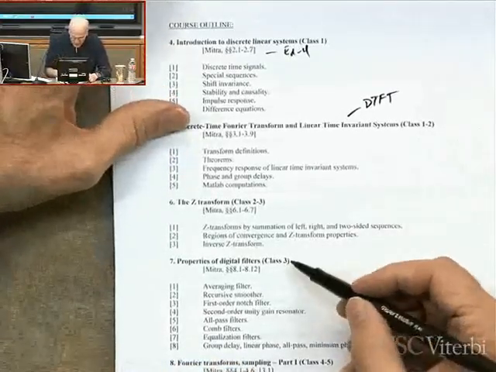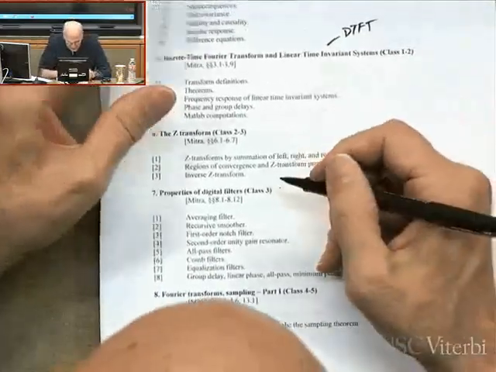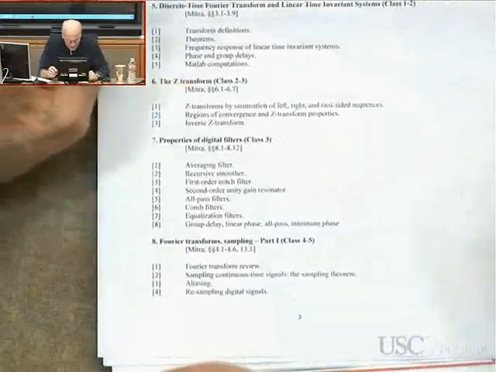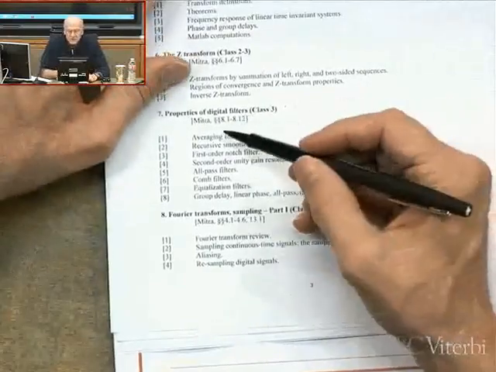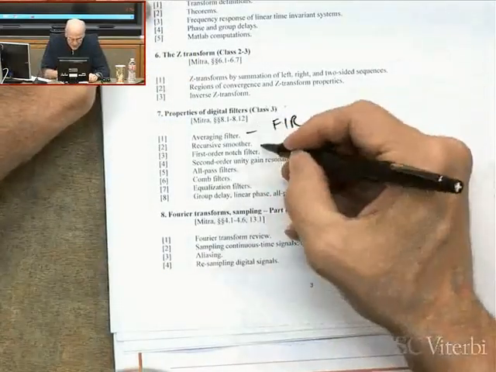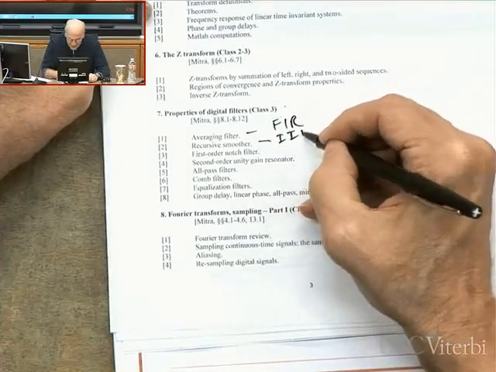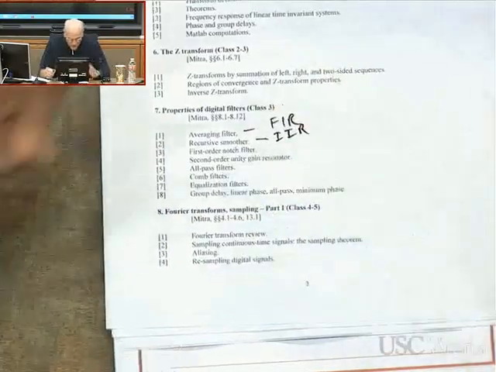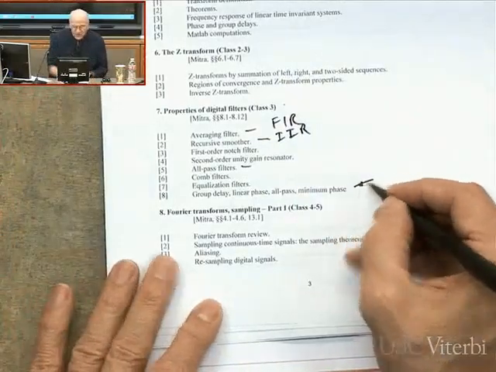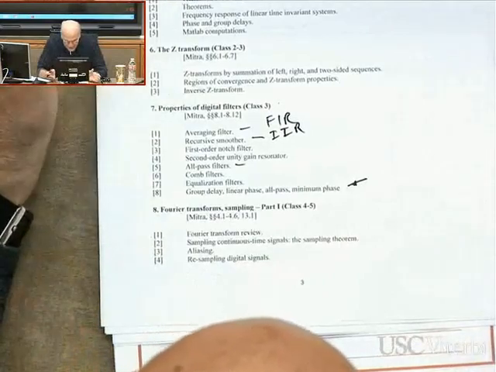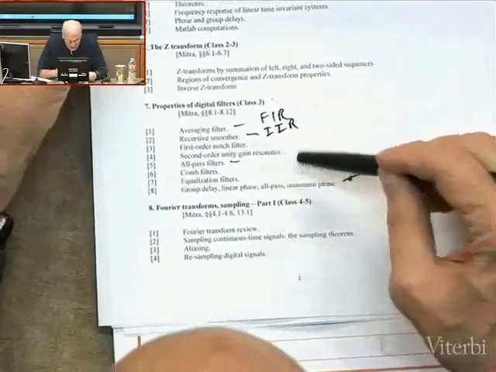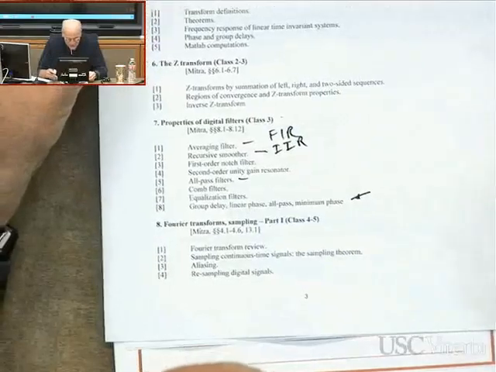And then we're going to talk about properties of digital filters. That's the first time you get a chance to actually see some practical filter designs that we will be looking at. Those are all different types of filters, from very simple averaging filters, which, by the way, are FIR, finite impulse response, recursive averaging filters, that's an infinite impulse response, to notch filters, all-pass filters, those are very interesting, comb filters, equalization, etc. And then we're also going to talk about something called group delay, linear phase, all pass, minimum phase. So that'll be some theoretical discussion, all to help you learn about filters. And then at that point, we're ready to start discussing Fourier transforms and sampling.